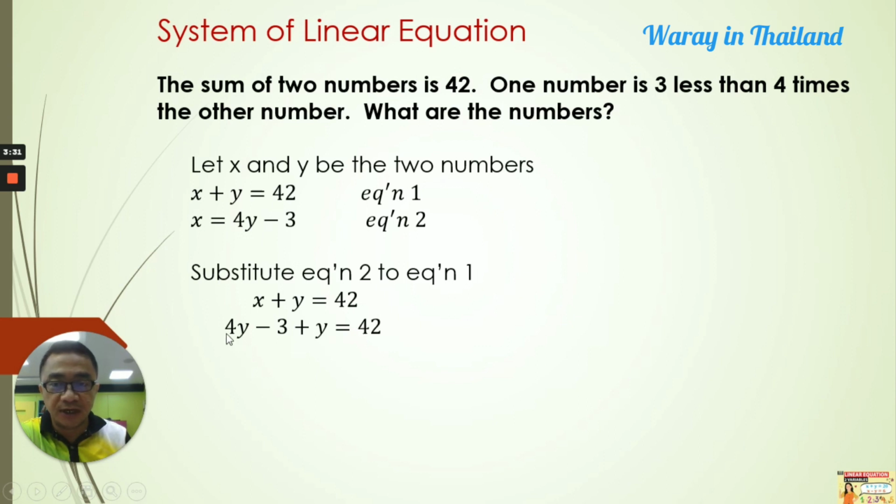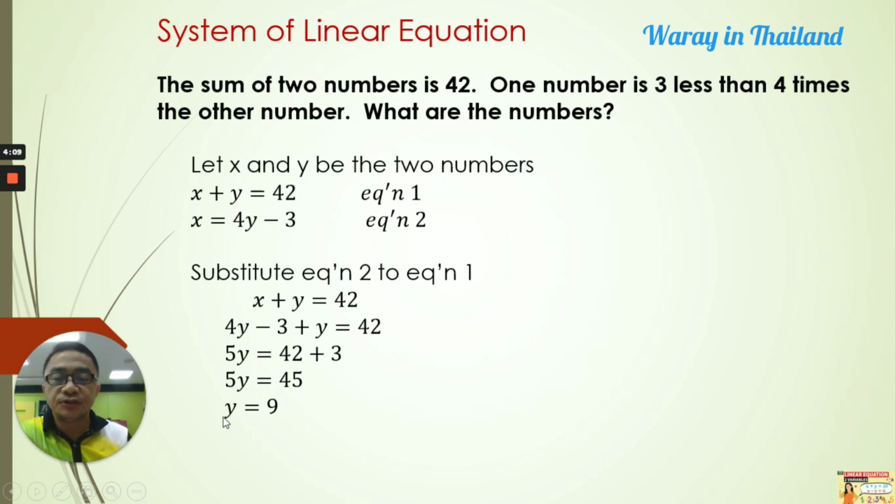And again, for this, we can combine like terms to simplify. 4y plus y is 5y. Then we transpose negative 3 to the right side. It becomes plus 3. And we simplify further. That would be 5y is equal to 42 plus 3, which is 45. And we divide both sides by 5. So this will be cut. And what will be left on the left side will be y, and on the right side will be 45 divided by 5, which is equal to 9. So therefore we say that our y is equal to 9.